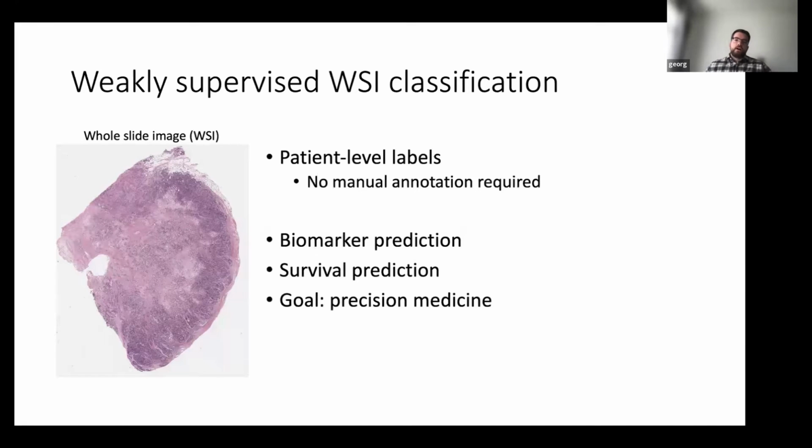So why is this an important problem? Often we have patient-level labels, as I mentioned. So we have a label for one whole slide image, but not for basically every pixel. We don't have segmentation masks or patch-level information. And this can be useful for predicting biomarkers like genetic alterations or predicting survival, all serving the goal of increasing personalized medicine and personalized treatments.